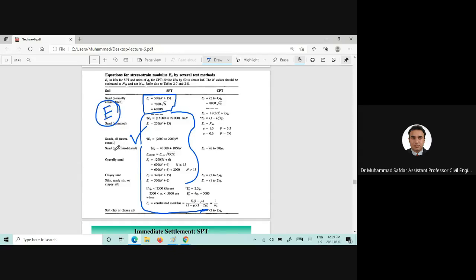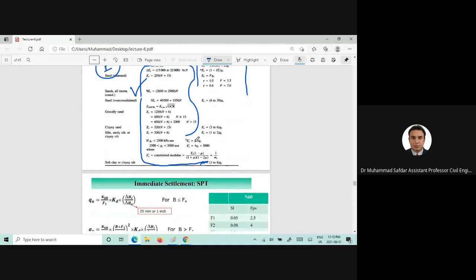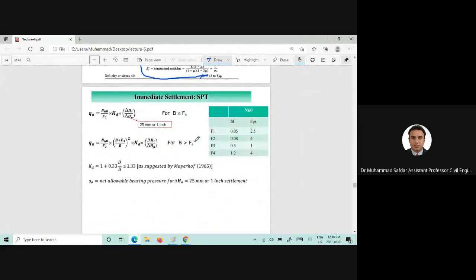Cone penetration test data is also shared in this table, but as you already know, the cone penetration test would be discussed in your postgraduate courses. For the time being, we will only be focusing on the standard penetration test during the undergraduate course. Now, how can we estimate the immediate settlement using the standard penetration test? We discussed the theory of elasticity, but now we will discuss the standard penetration test method.